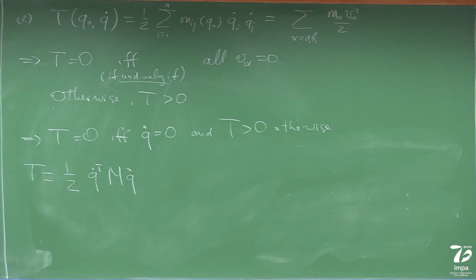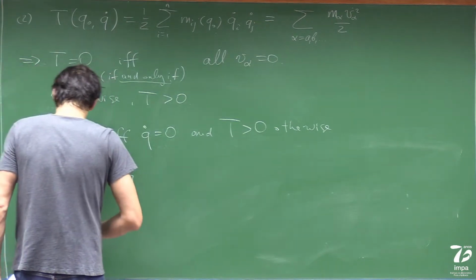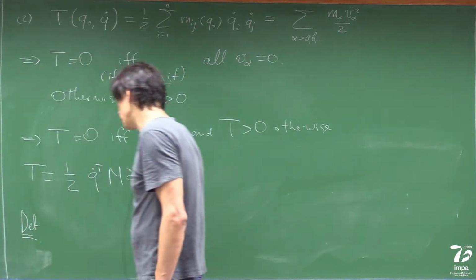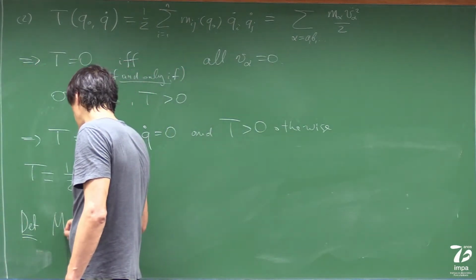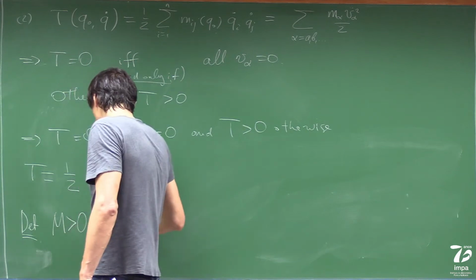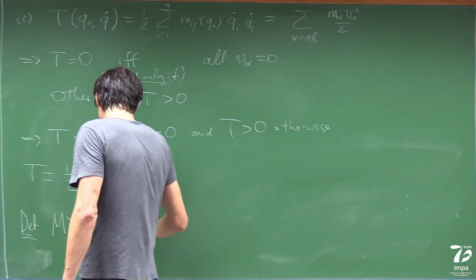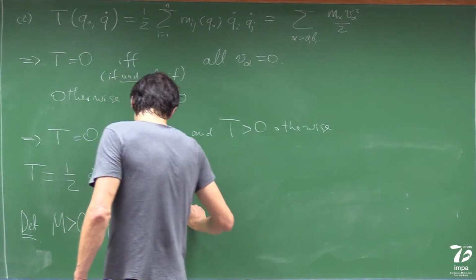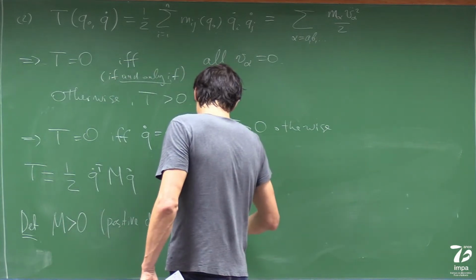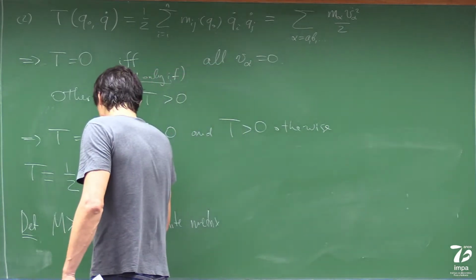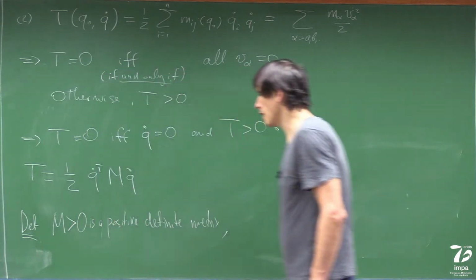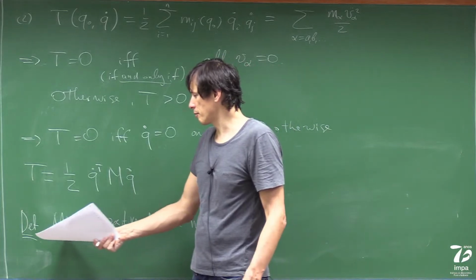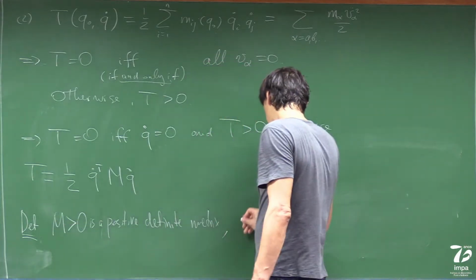So at the end, we can write a definition so that we define M as a positive definite matrix. So we say that M is a positive definite matrix, and usually in short we will write M bigger than 0.